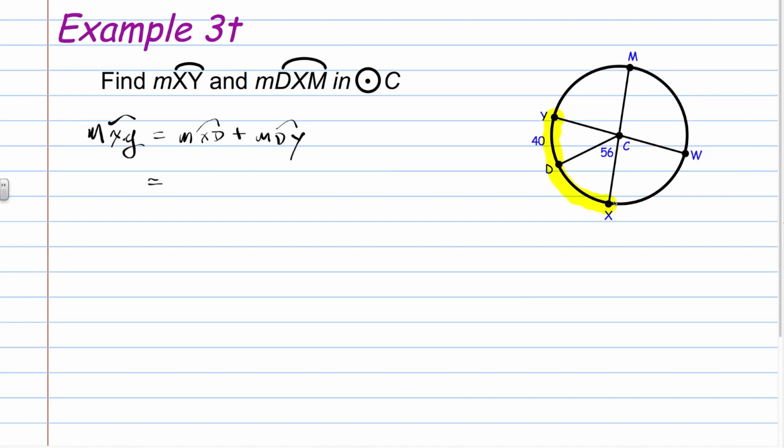So the measure of arc XD is 56, and the measure of arc DY is equal to 40. So we substitute those in. When we substitute those in, we simply add them together. 56 plus 40 is 96. So the measure of arc XY is 96 degrees. Next, we have to find the measure of arc DXM. So that would be here, DXM.